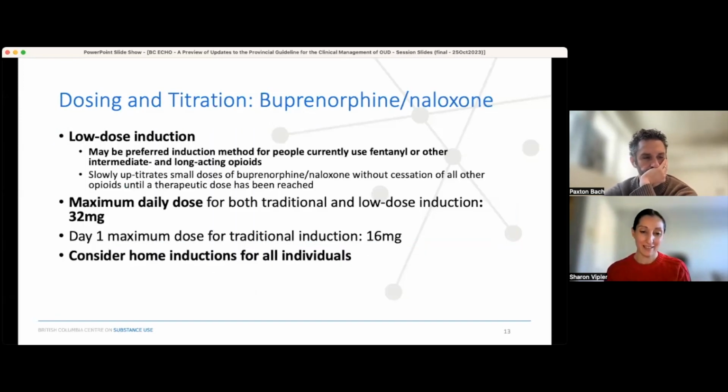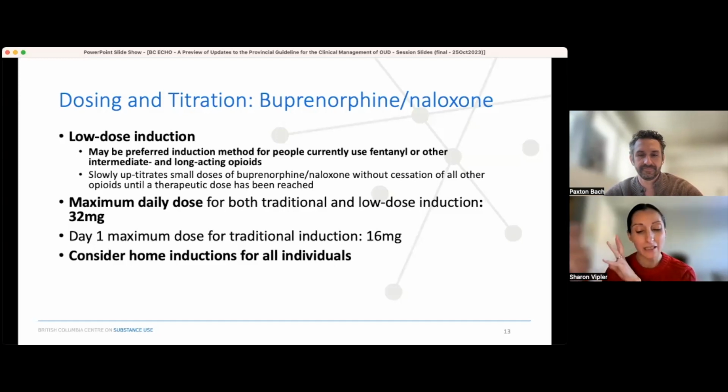All right. So moving to dosing and titration, which I think also many of us started to dabble in during COVID and develop a bit more confidence, but now we have a guidance document to support some of the practice changes that we've already engaged in. So what you'll notice new in this guideline is low dose induction. Many of us refer to this, I think, within our clinical settings as microdosing or micro-inductions.